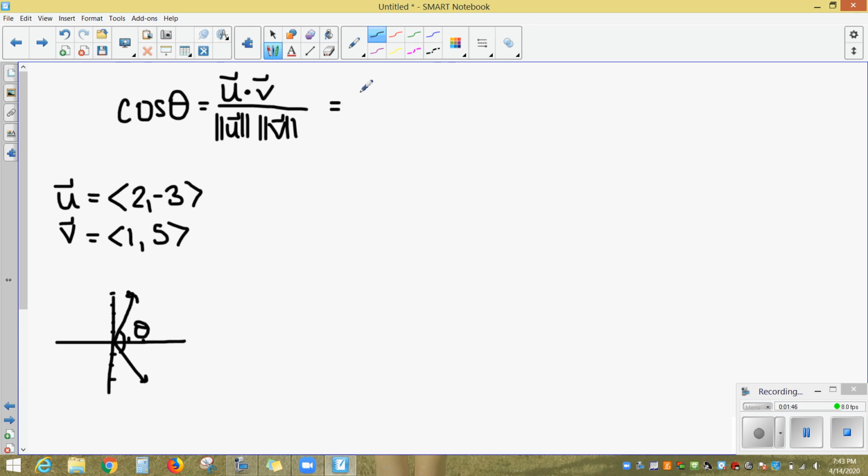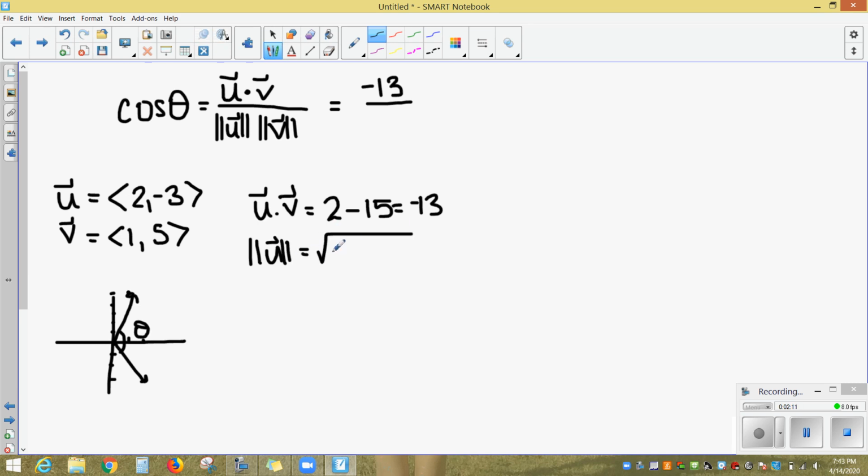We know the cosine of that angle is going to be the dot product, which we found earlier on in the other video. If we needed a quick review on that, we take 2 times 1 plus -3 times 5. Now the magnitude of u, remember, is the square root of the x component squared plus the y component squared. And 4 plus 9 is 13, and that doesn't simplify at all.